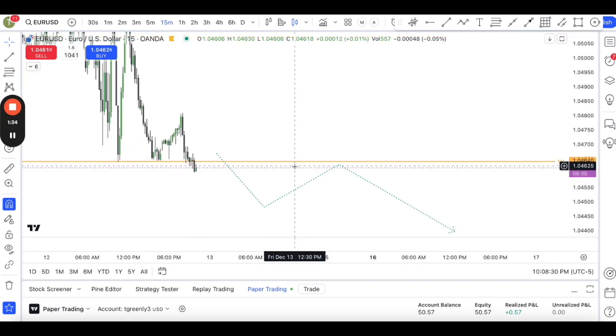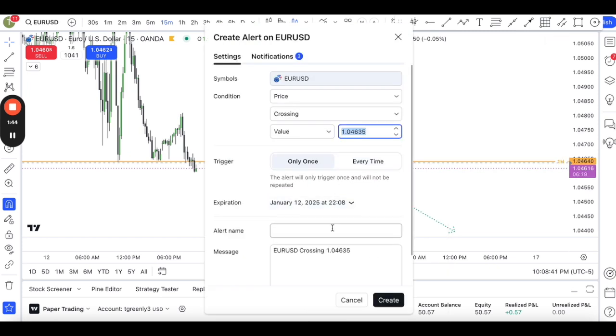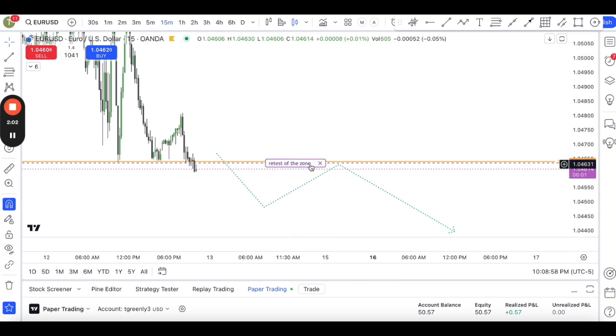So it's possible that price could come back up here toward this area that we have marked. So what I'll do is right-click and add an alert, and I'm looking for a retest of the zone. All right, and there we go. And then when I hover over my alert line, it'll remind me what I'm looking for, a retest of this zone.